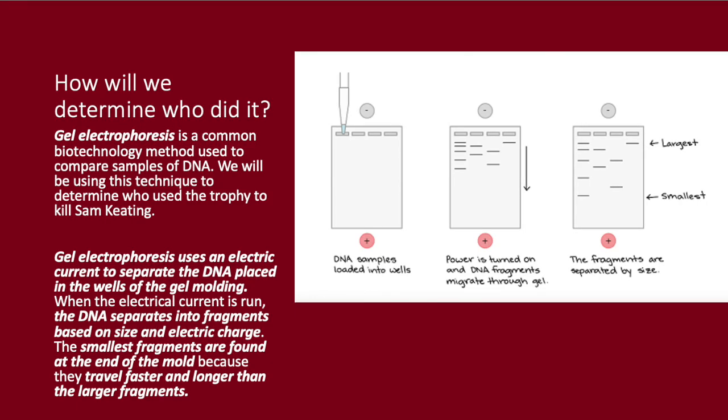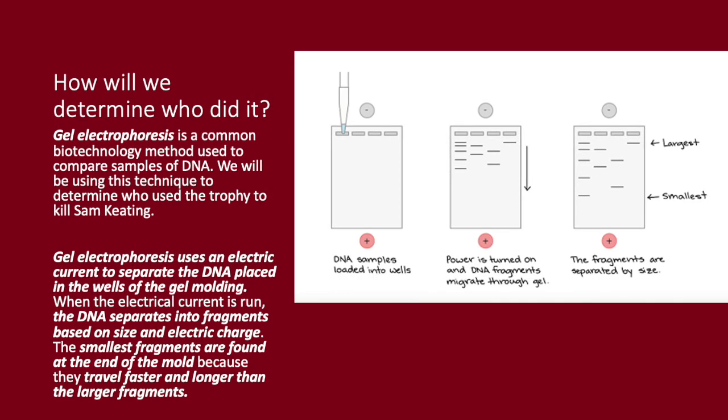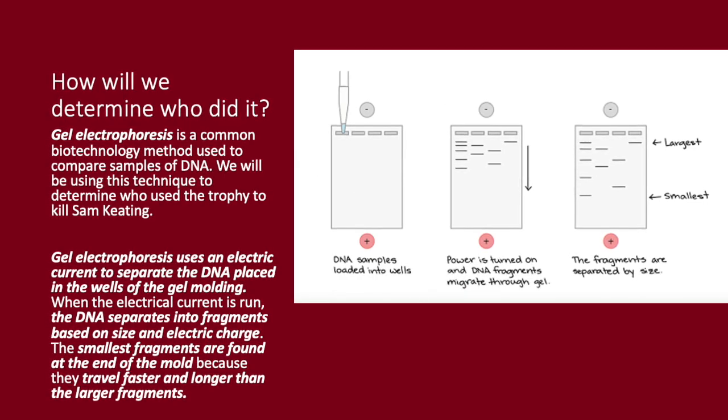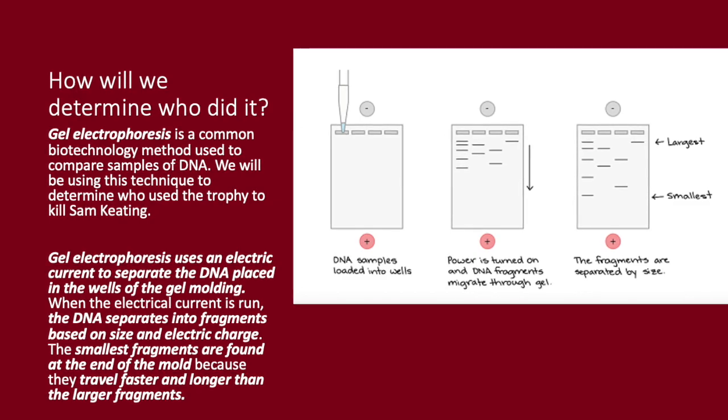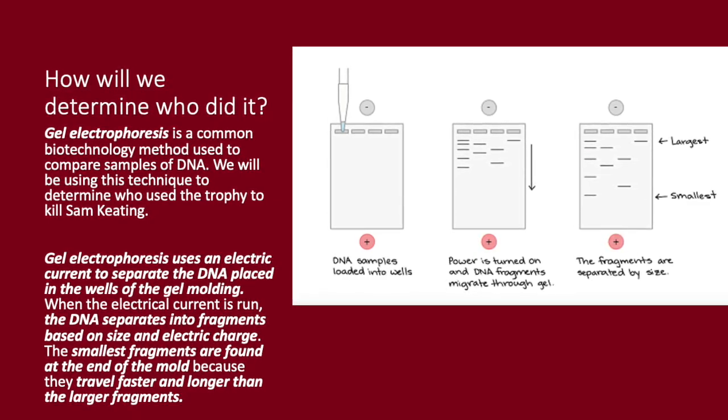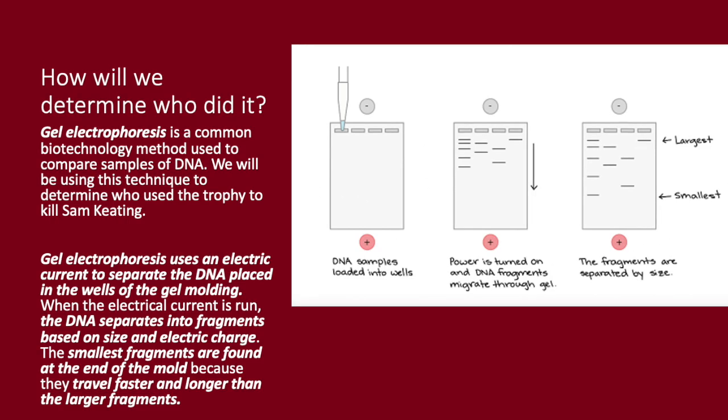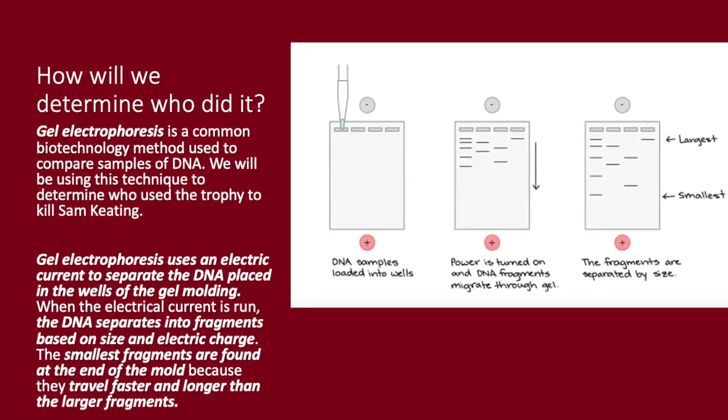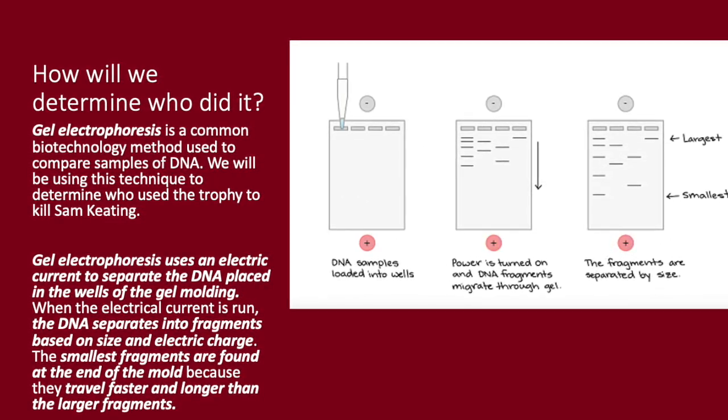After we took the DNA from the crime scene and the DNA of our suspects, we're going to be using gel electrophoresis, which is a common biotechnology method used to compare samples of DNA. We'll be using this technique to determine who used the trophy to kill Sam.